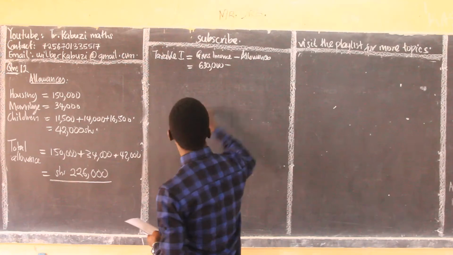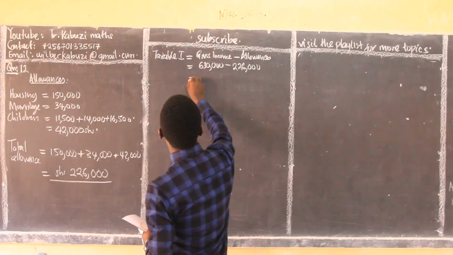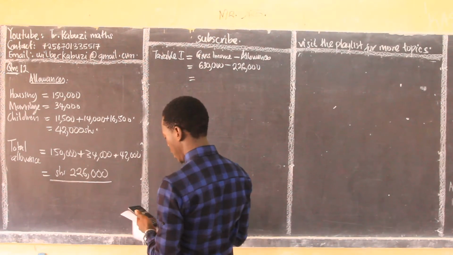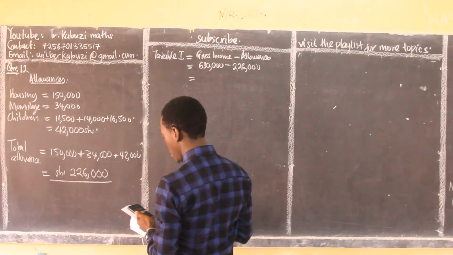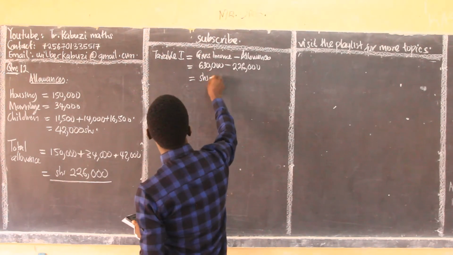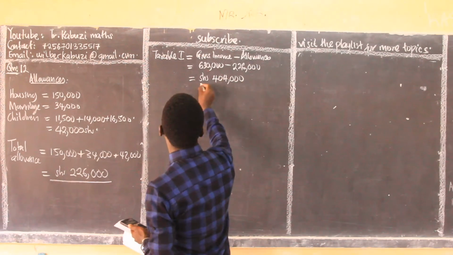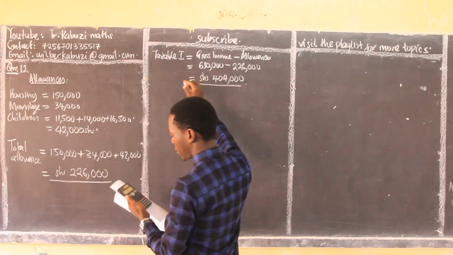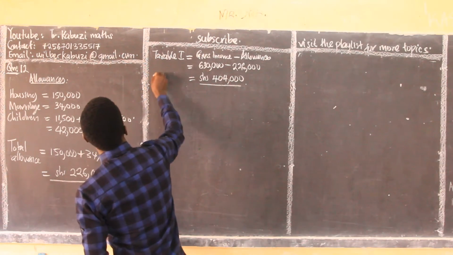minus now the allowances, and the figure you get here is shillings 404,000. So this is the taxable income, and this was our part A.